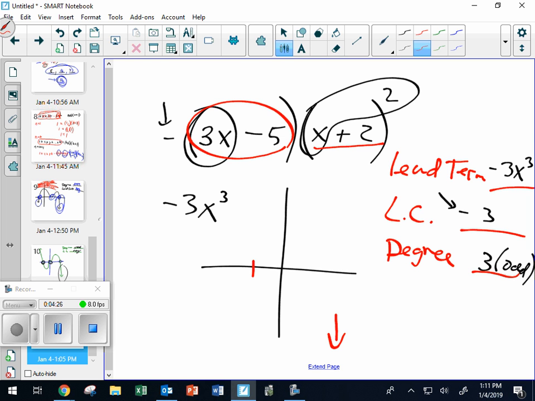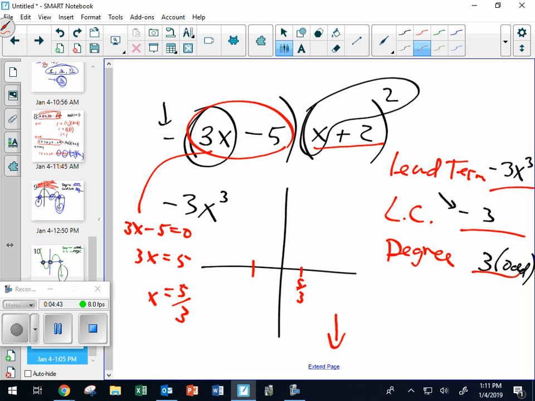A lot of people don't know how to do that root. All it is, 3x minus 5 equals 0. 3x equals 5, x equals 5/3. That's almost 2. That's where I'm going to say 5/3 is.